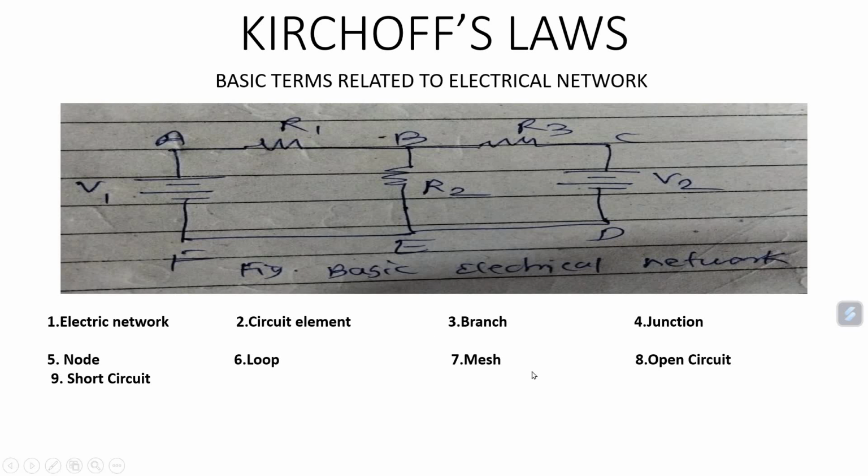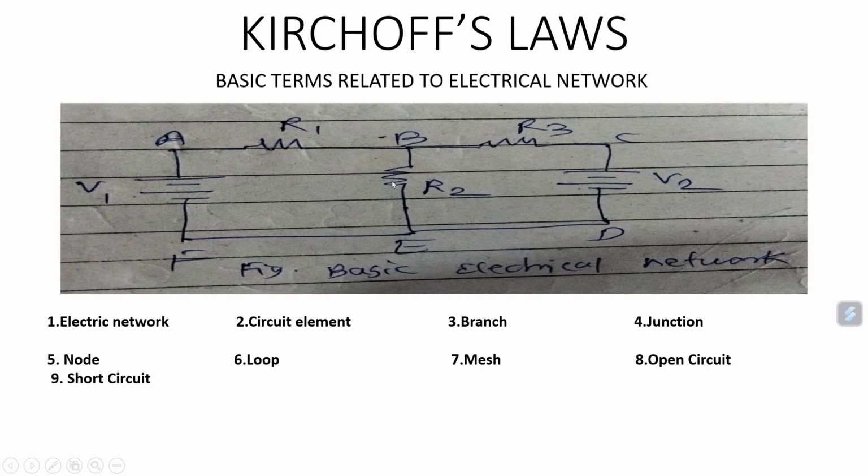Now mesh. Whenever we are going to apply Kirchhoff's law to network solution, you should have a clear idea of the difference between loop and mesh. So loop is nothing but a set of branches forming a closed path, whereas mesh is also a loop. I repeat, mesh is nothing but a loop in which no other loop is involved. I repeat, mesh is the loop in which no other loop is involved.